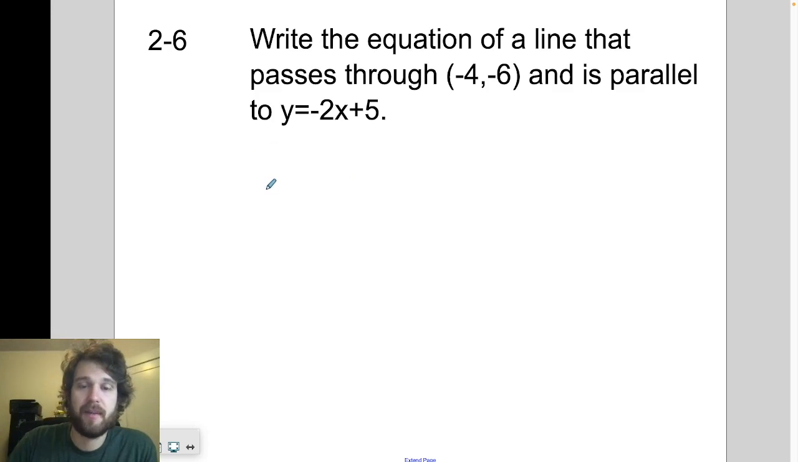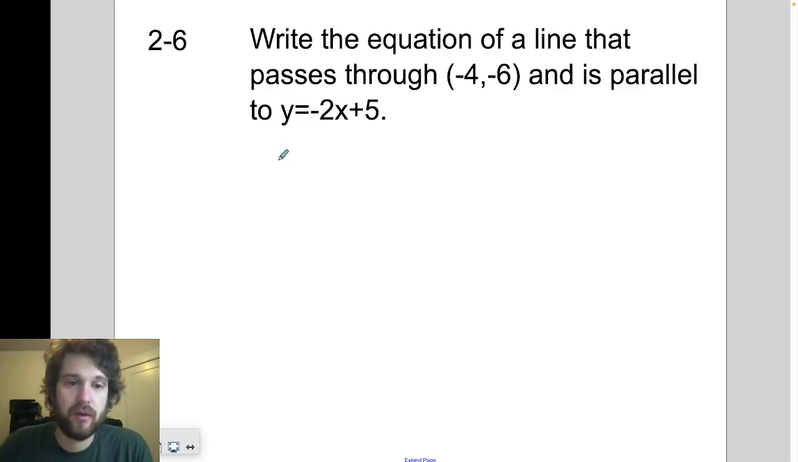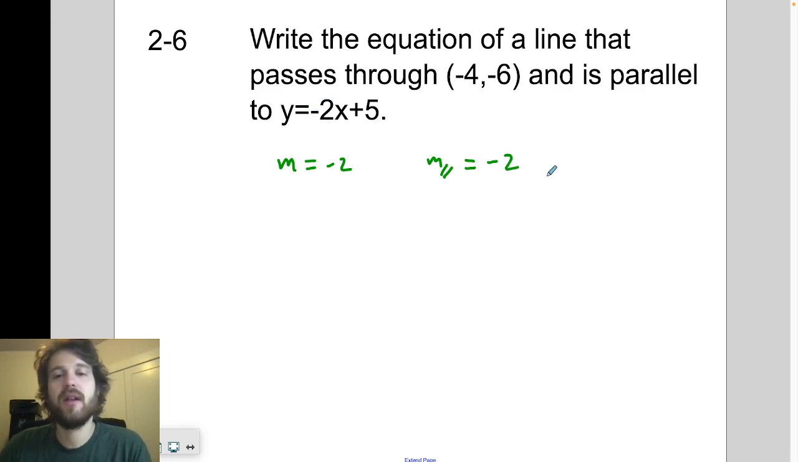Write the equation of a line that passes through (-4, -6) and is parallel to y equals -2x plus 5. If the slope of this line is -2, the slope of a line parallel to this line is going to have the same slope. Parallel lines have the same slope. So if I want to write the equation of my new line, I need a line parallel to this line that travels through this point.